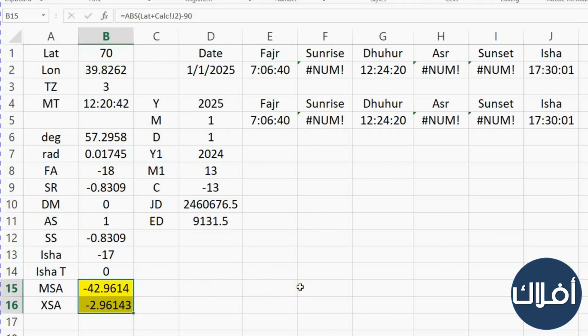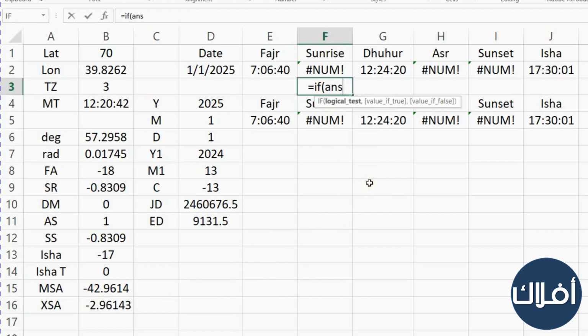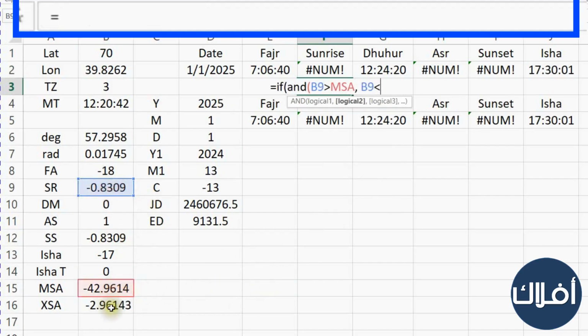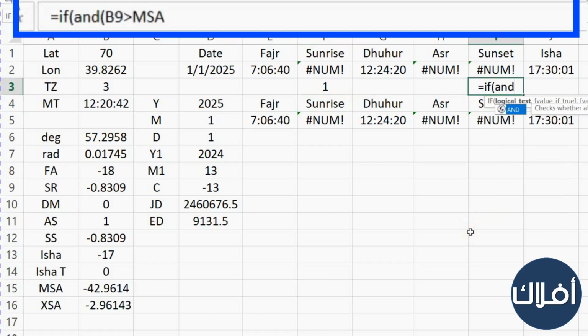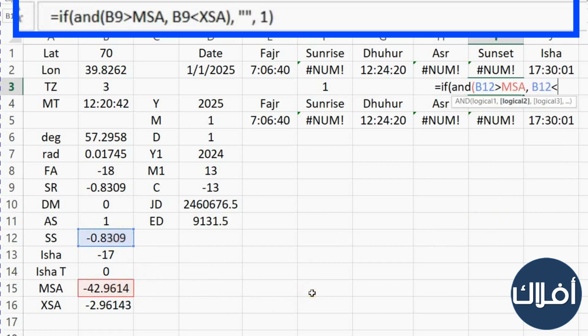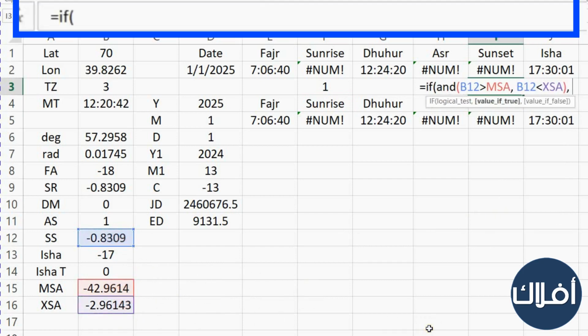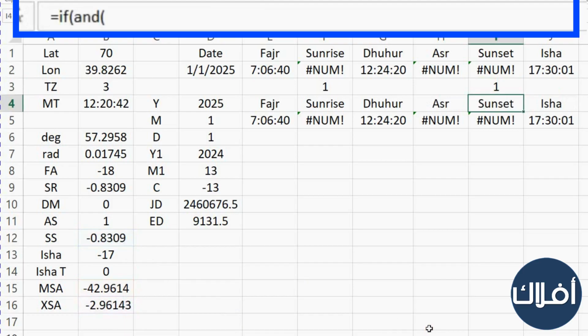So we can apply the same rule for sunrise. IF the angle of the sunrise is greater than the minimum and less than the maximum, we'll just put blank. Otherwise, we'll put 1 as a special case. And the same rule for the sunset. IF the sunset angle is greater than the minimum and less than the maximum, we'll put blank. Otherwise, we'll put 1. Now we are left with Dhuhr and Asr prayer.